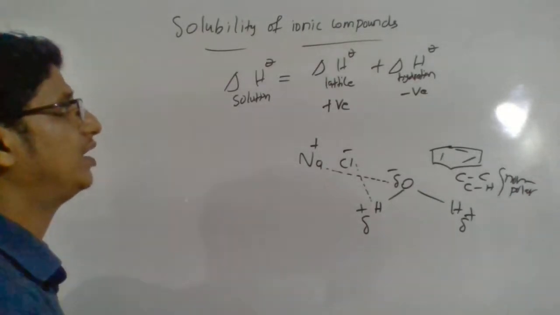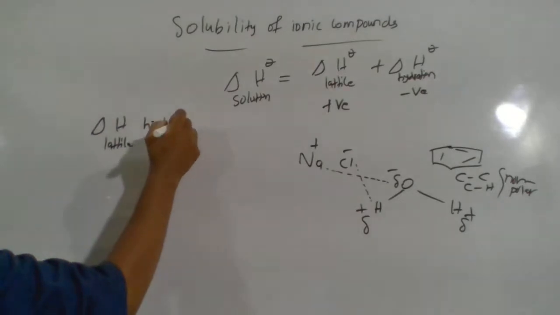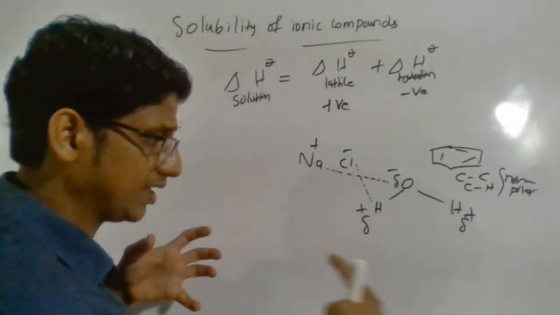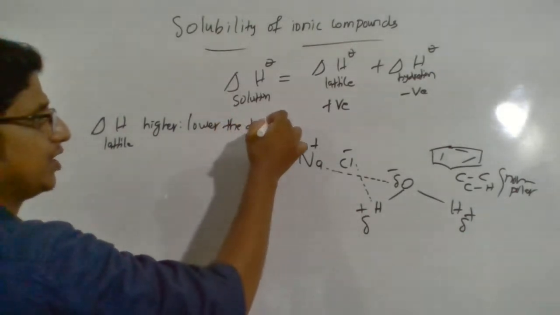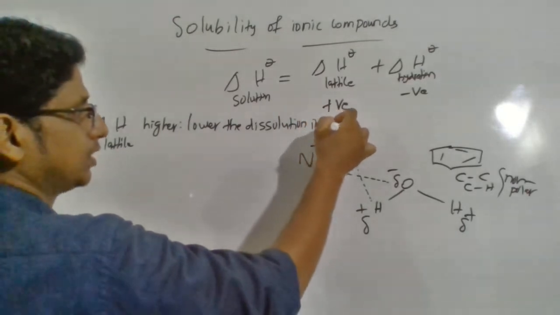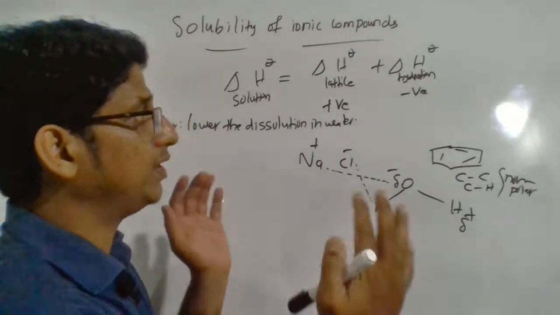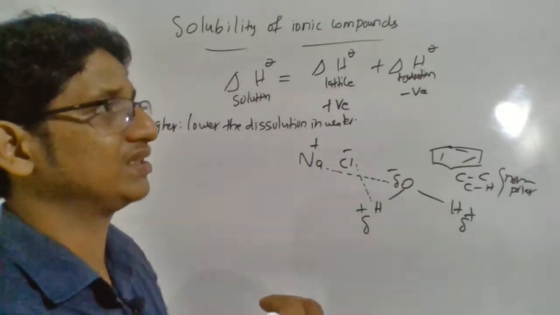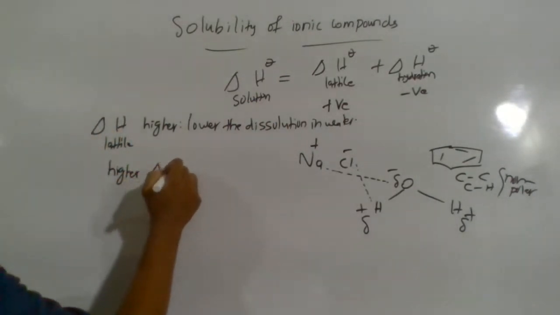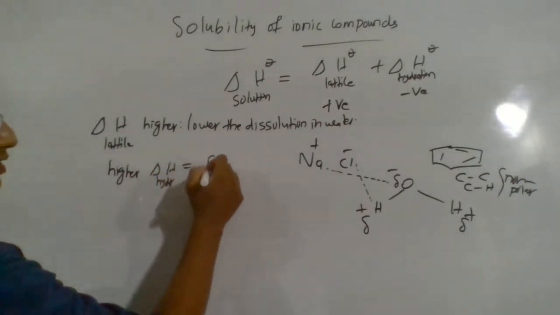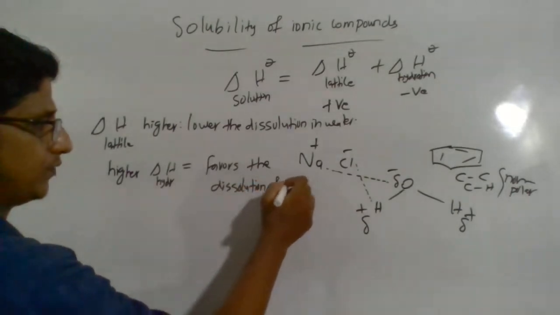Let us now think about lattice enthalpy. If delta H lattice is higher, you have to think that so much energy needs to be supplied to separate into ions, which means the higher the lattice enthalpy, the lower will be the dissolution of an ionic compound in water, or generally in a solvent. Next, hydration enthalpy. Sometimes lattice enthalpy is so high, but hydration enthalpy, we know, is negative. So the net effect is that if hydration enthalpy increases, that always gives a negative value here. So the higher the hydration enthalpy, the more it favors the dissolution of an ionic compound in water.